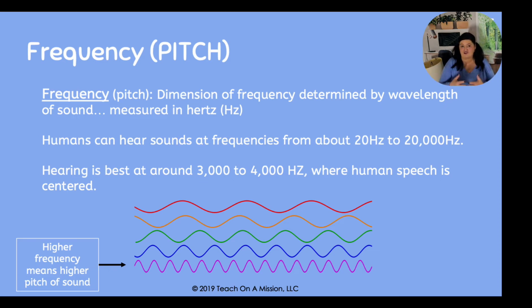Just like it is in vision, the same thing goes for hearing. How long it takes for one wave to get to you is a measurement called wavelength in hearing. So right here are long wavelengths, and these ones here are short wavelengths. We can hear sounds of about 20 hertz to 20,000 hertz. The best hearing is around 30 to 40,000 hertz, and then a higher frequency. So these waves here mean there's going to be a higher pitch of sound, okay?